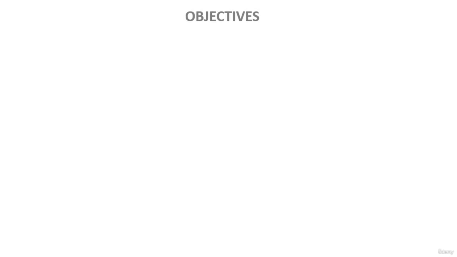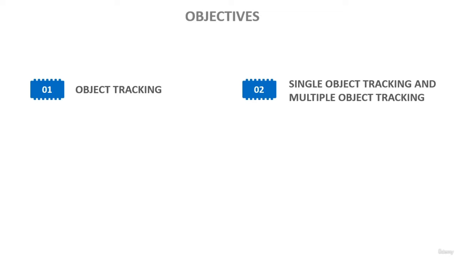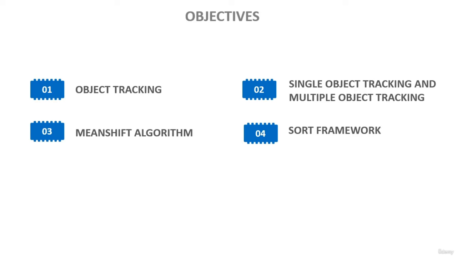Welcome back. The focus area of this module is to explain object tracking, which is done after the object detection to find the positions of detected objects in each frame of a video. We will first understand the concept of object tracking and also look at the challenges around it. Then we are going to understand single object tracking and multiple object tracking. After that, we will look at the architecture of mean shift algorithm first and then move on to SORT framework. After SORT, we will understand the architecture of Deep SORT, wherein I will explain how Deep SORT mitigates the challenges we see in the SORT framework.